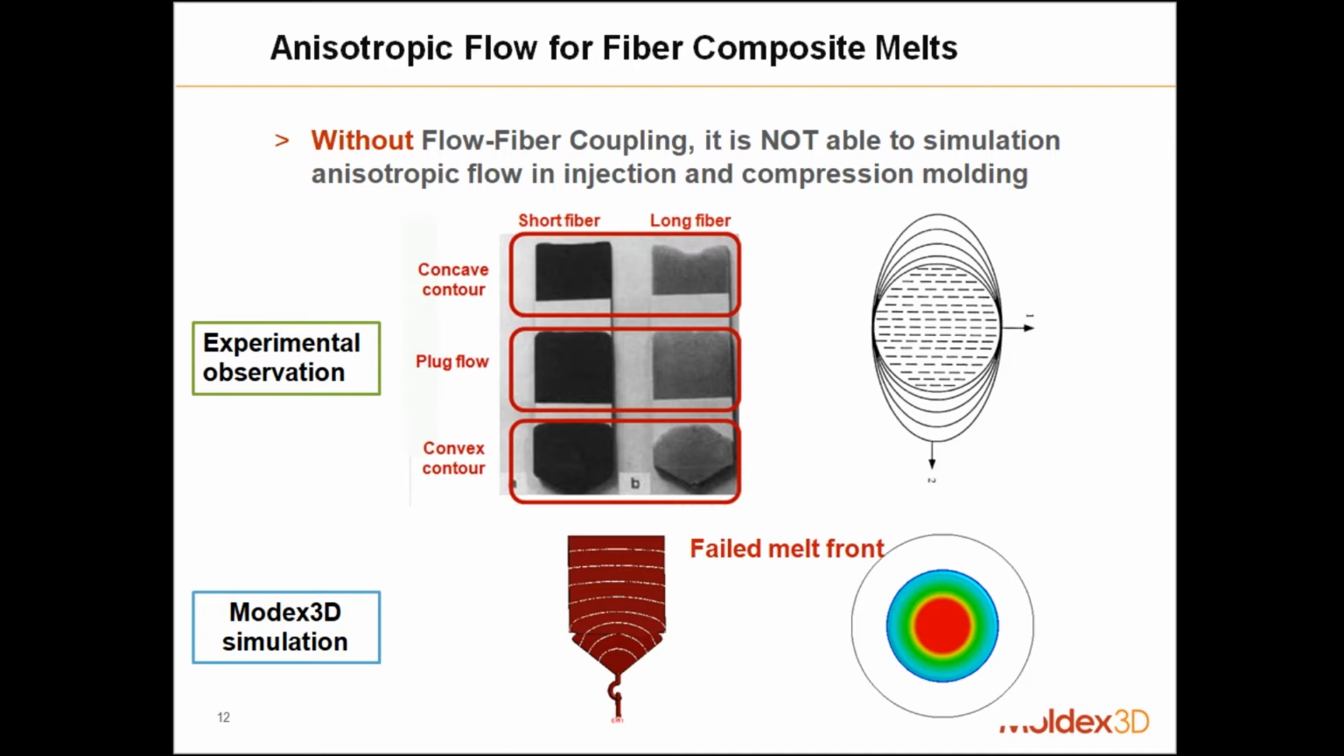Also in certain processes like SMC, with strongly aligned fiber orientation in a specified axis. For example, on the right-hand side, the fiber orientation in the very beginning is aligned with the x-axis. But the truth is that the melt front should be a non-uniform melt front. By using the conventional solver, the simulation gives a perfectly circular shape during the compression.